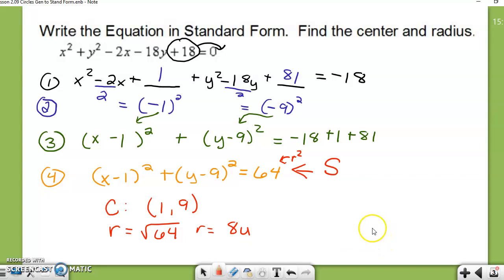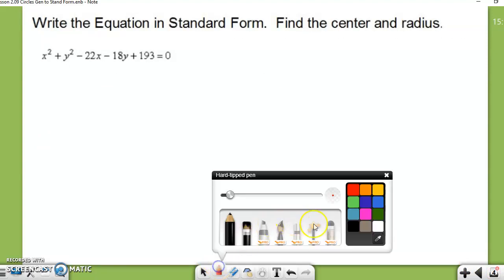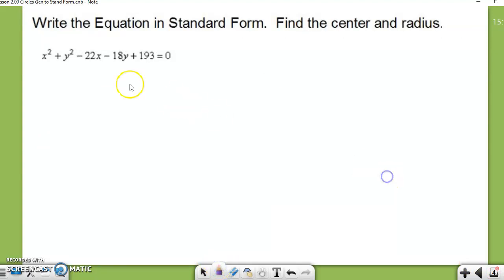All right, let's take a look at another example. Then we're going to get you guys going. Okay, let's try to speed it up here. Step 1, I'm going to group those x's.